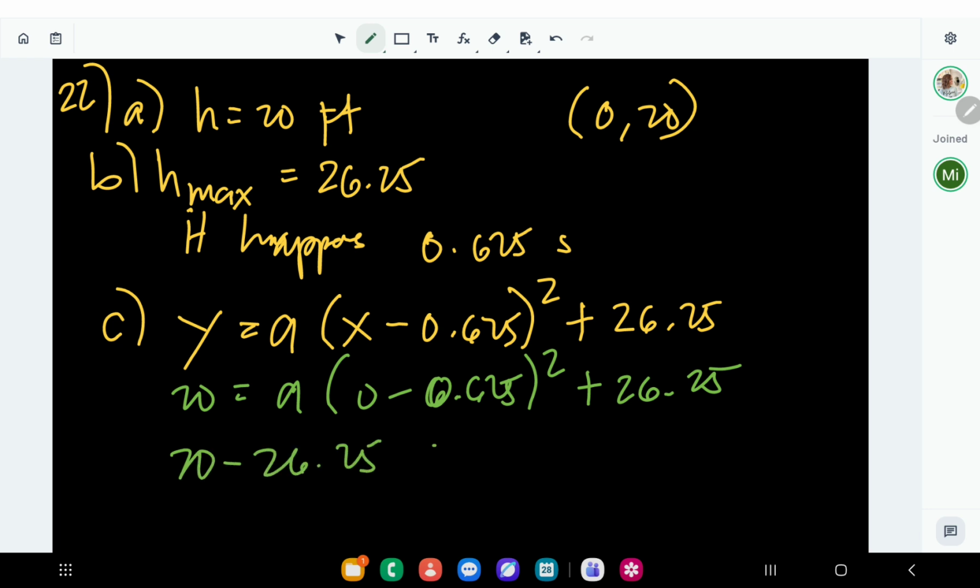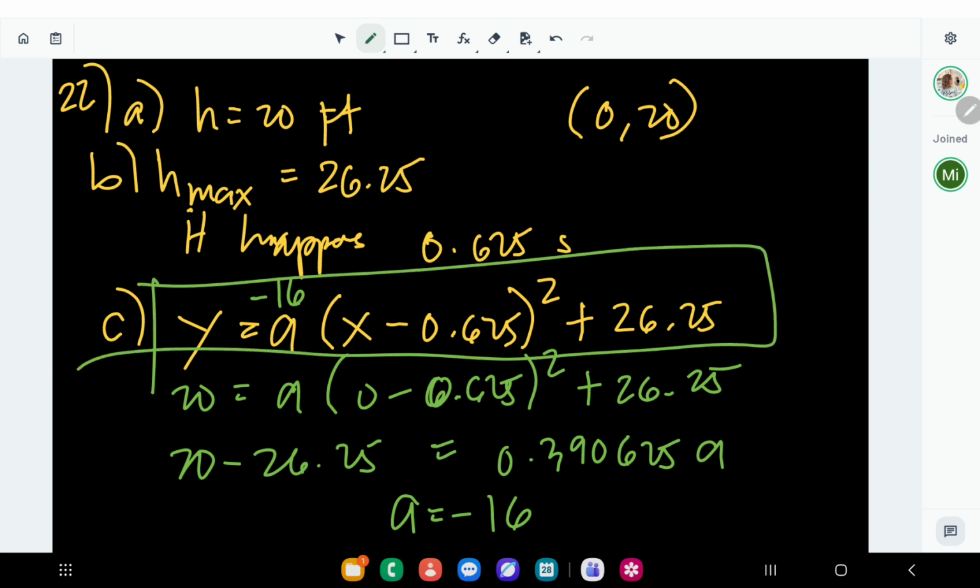Okay, 26.25 equals 0.390625a. Then 20 minus 26.25 divided by 0.390625. So that is -16. So a is equal to -16, which is the same as the graph, right? So a is -16. That means the graph opens downwards because a is negative. So this is now the equation: y equals -16 times x minus x.